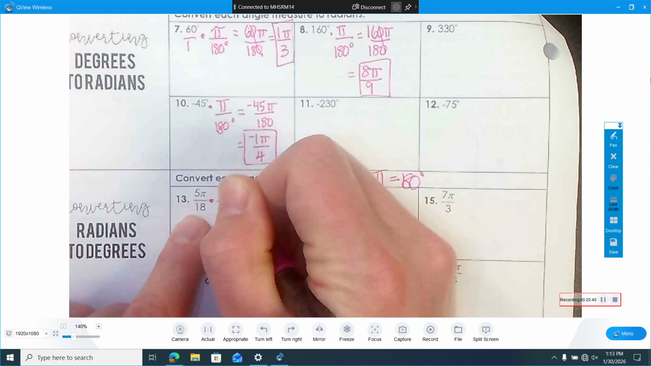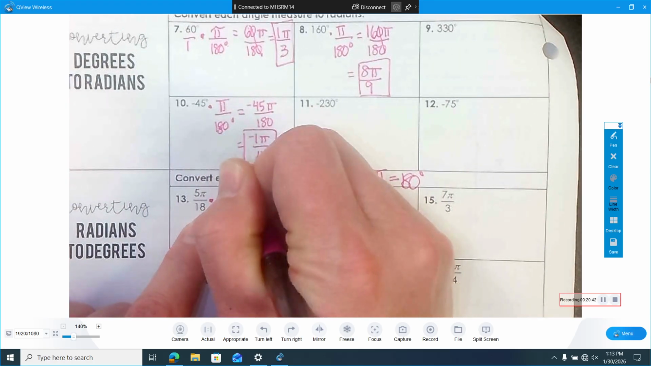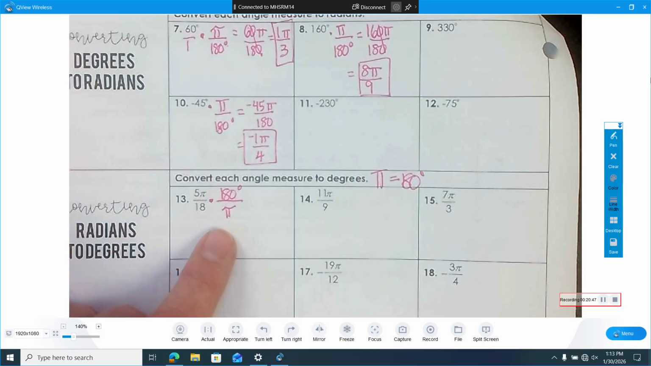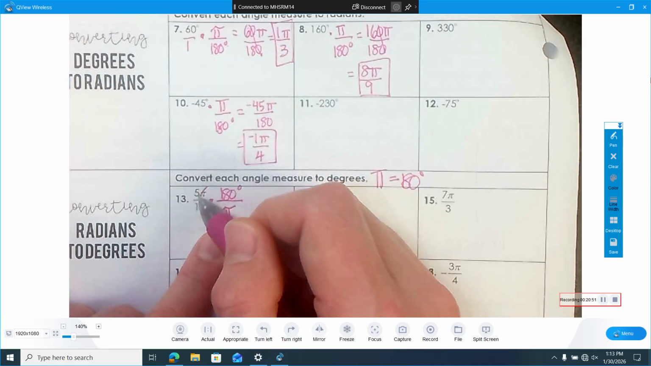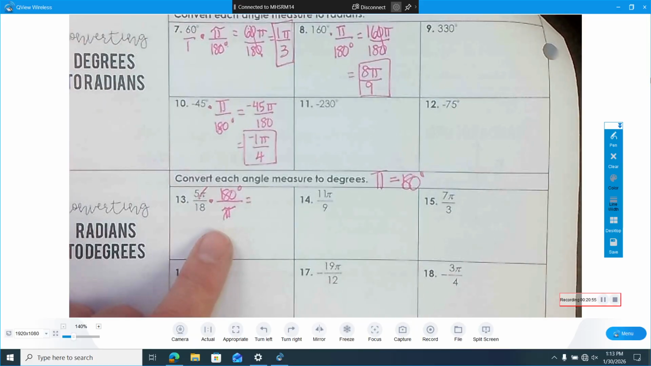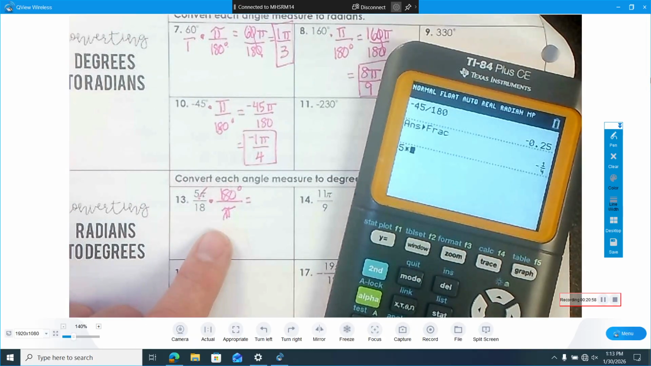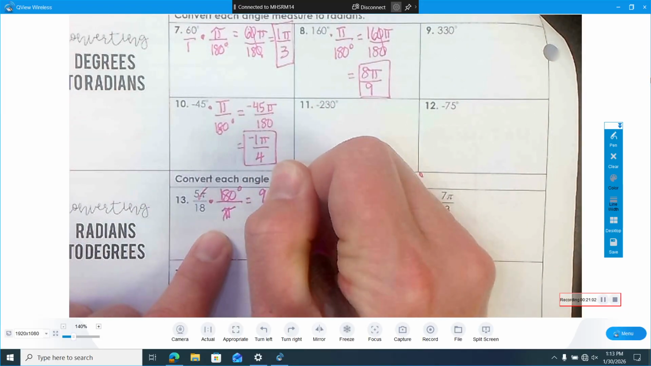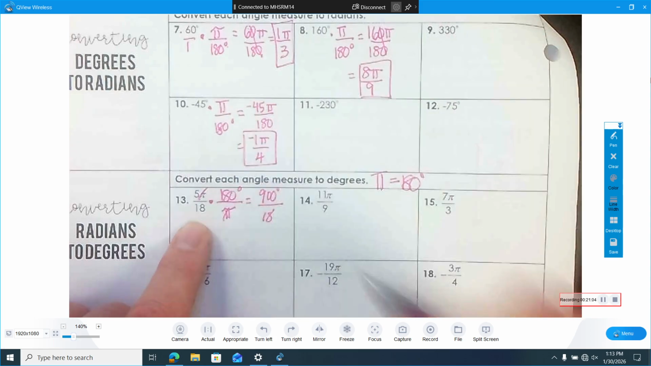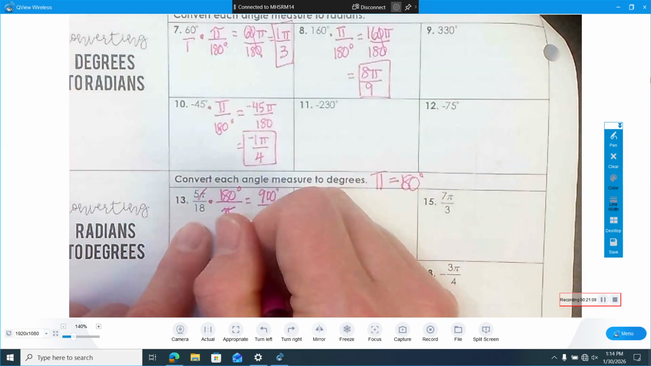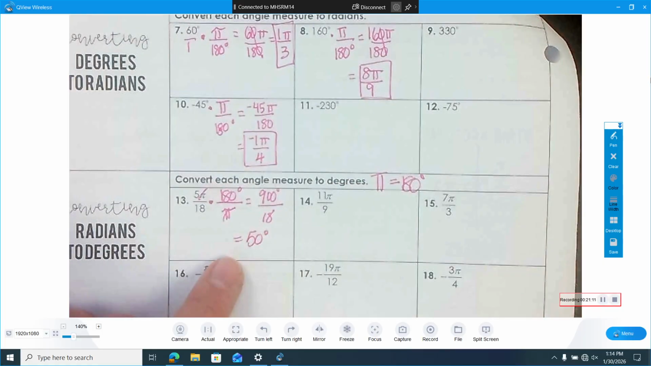So I'm in radians, and I want degrees, so I'm going to put degrees on top and pi radians on the bottom. What happens to the pi's? They cancel out. 5 times 180 is 900. So 900 degrees over 18. 900 divided by 18 is 50. Look at that, it was nice. So this is now 50 degrees.